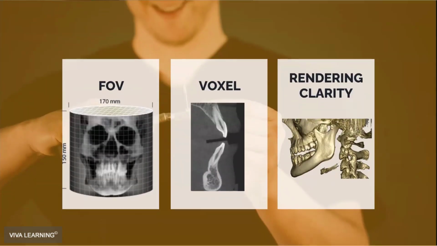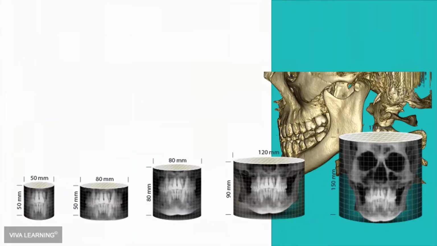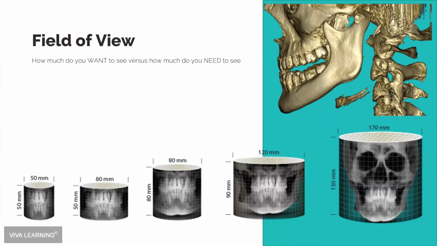These are the things, like I said, if you go to any sort of trade show, these are the 3 things they're going to tell you need to worry about. Field of view, voxel, and the rendering clarity. Okay, so let's get into these straight away. Field of view is simply how much you're going to be able to see in your CBCT machine. How big is the sensor? How much volume are you able to capture in the scan?